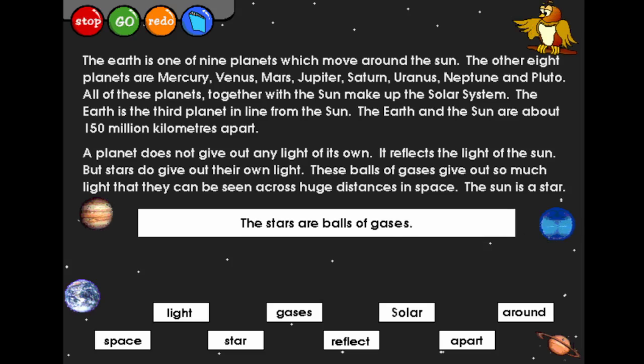The stars are balls of gases. Type the word which best completes the sentence. The Earth and the Sun are 150 million kilometers apart. Type the word which best completes the sentence. A planet does not give out any light of its own. Type the word which best completes the sentence.